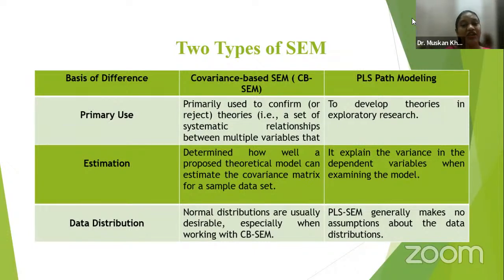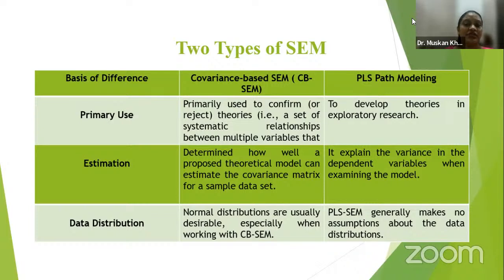Estimation, when we are trying to determine how well the proposed theoretical model fits the data. If I have a certain set of data and I want to know whether this set of data fits with my model, then we have to go towards CB-SEM. If we are trying to explain the variance between the independent variable and the dependent variable with the help of the model, then we have to choose PLS-SEM.